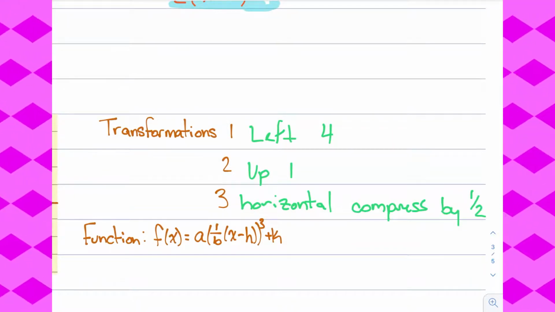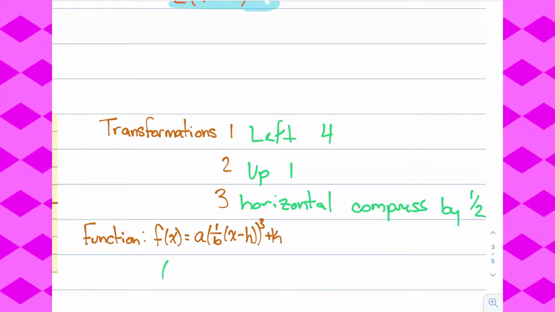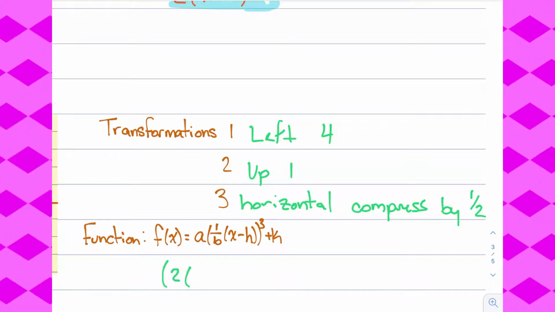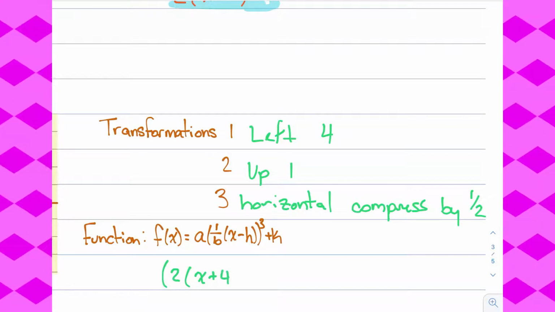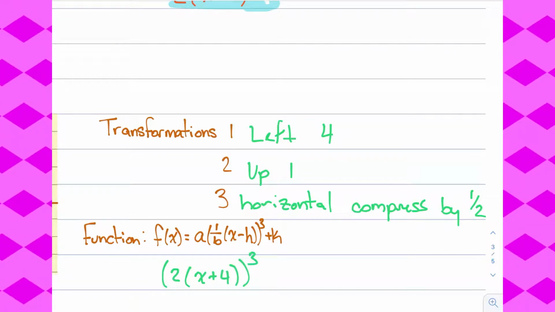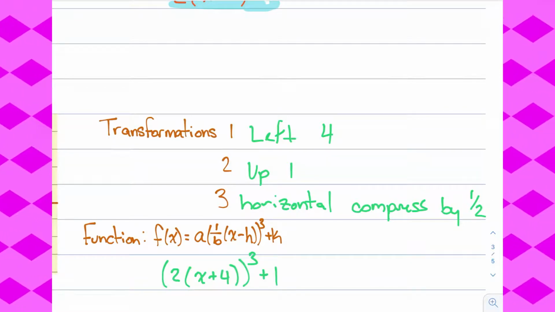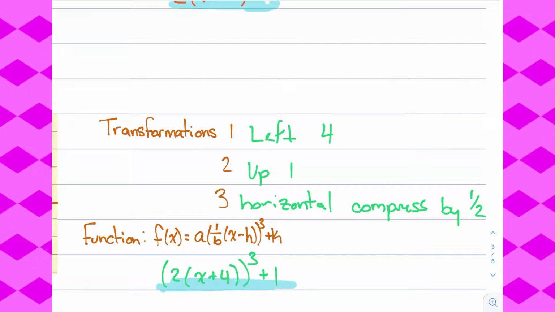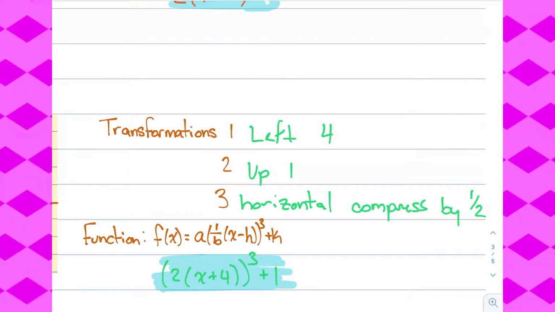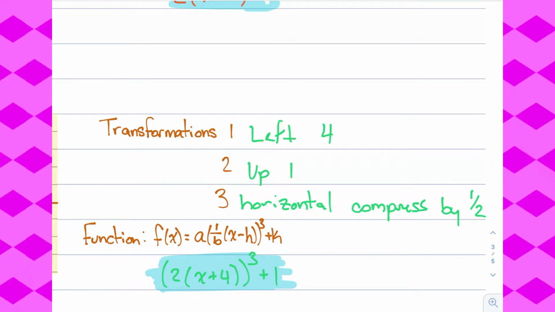All right, so now we just got to put all of the pieces together in writing the function. The horizontal compression is going to go inside the parentheses, so 2x plus 4 cubed plus 1. That gives us our horizontally compressed by 2, our left 4, and our up 1.